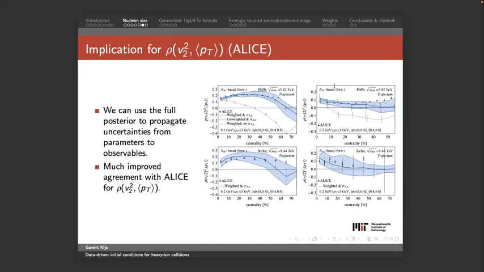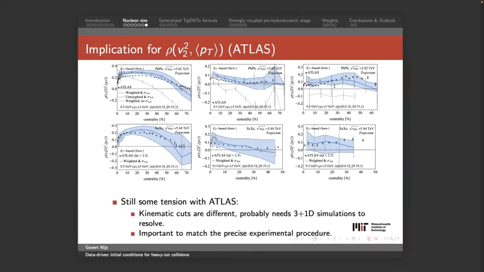But there are still some puzzles, because if I make the same slide for ATLAS, then the agreement is quite a bit worse. Still okay, it's still clearly better than before, but now we're overshooting it. So it's sort of unknown what the reasons are. Kinematic cuts are different. So maybe if you do 3+1D simulations instead of 2+1D, maybe you resolve this. Also here, I'd like to stress it's important that we match the precise experimental procedure. It seems to be quite sensitive to various choices you make.